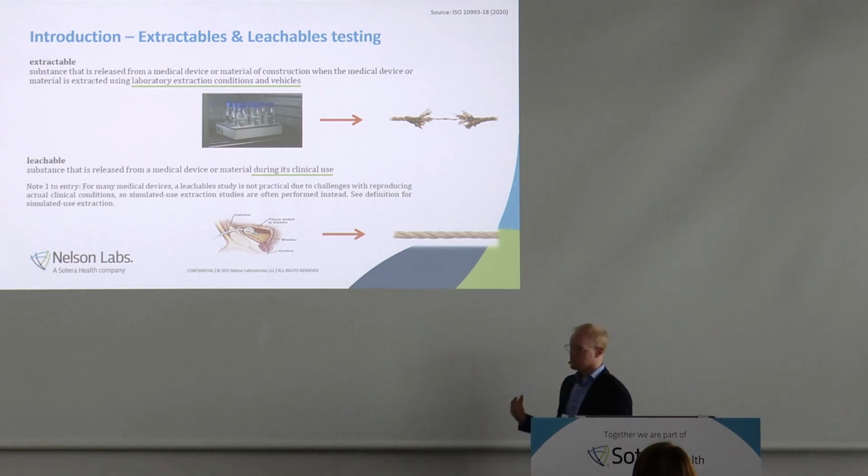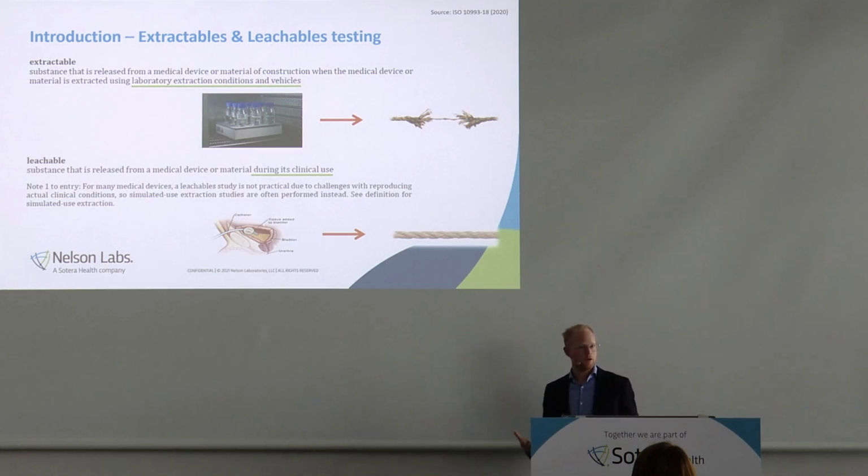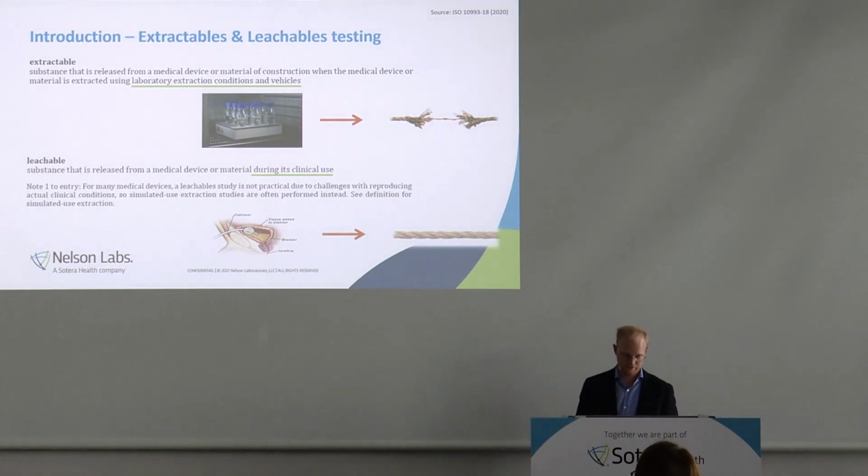So when we are talking in metaphors, if you have a piece of rope in an extractables study, the rope is so tense, so stressed, it's almost breaking. In a leachables study, we don't apply real stress. It's just normal circumstances as is important for a patient.